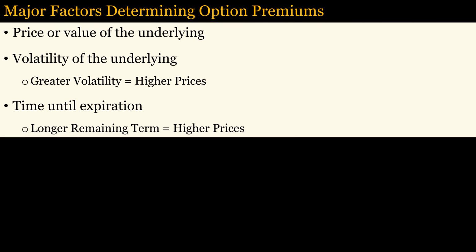Option premiums obviously vary depending on the price of the underlying asset, but option premiums also depend on the volatility of the underlying and on the amount of time remaining until expiration. Volatility and more time until expiration increases the likelihood that the option will go into the money, which is why option premiums are higher for these options.